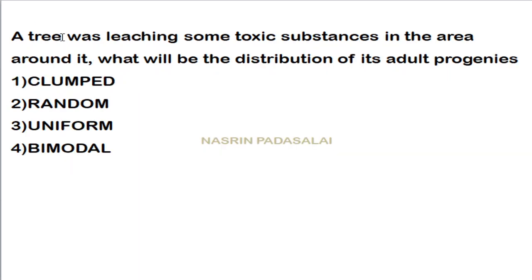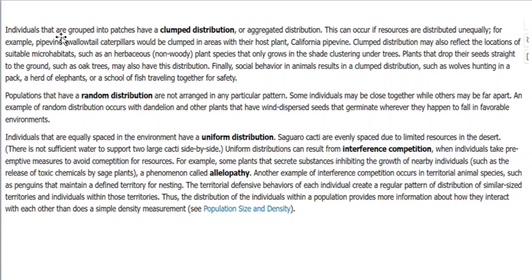Next, a tree was leaching some toxic substance into the area around it. What will be the distribution of its adult progeny? It will follow a clump distribution. So here you can find the difference between clump, random, and uniform. So clump distribution is also called aggregated distribution. It occurs when the resources between organisms are distributed unequally.